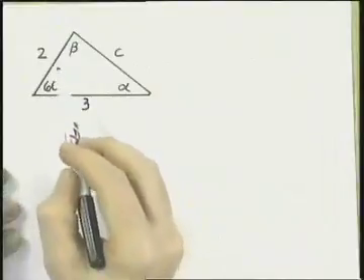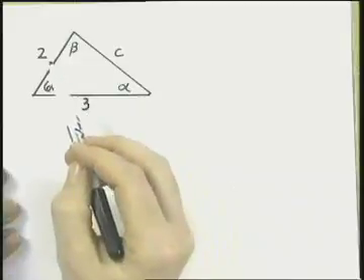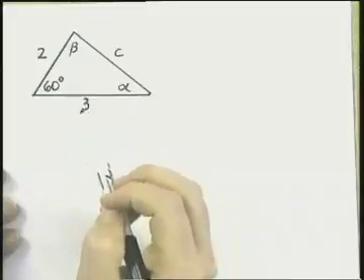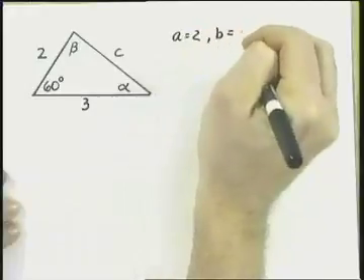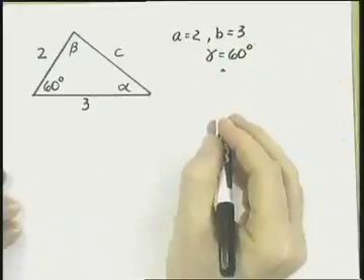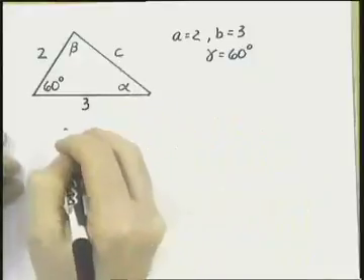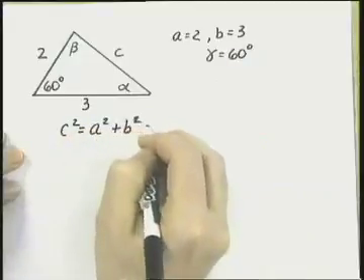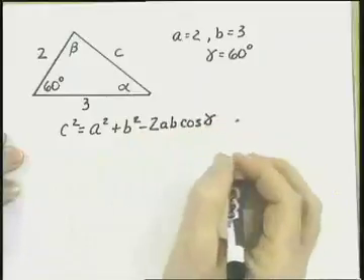We're given a side angle side triangle. We're given that a is equal to 2, that gamma is equal to 60 degrees, and that b is equal to 3. So a is 2, b is 3, and gamma is 60 degrees. What we can do is use the law of cosines to find the length of side c. Here's how. c squared equals a squared plus b squared minus 2ab times the cosine of gamma.